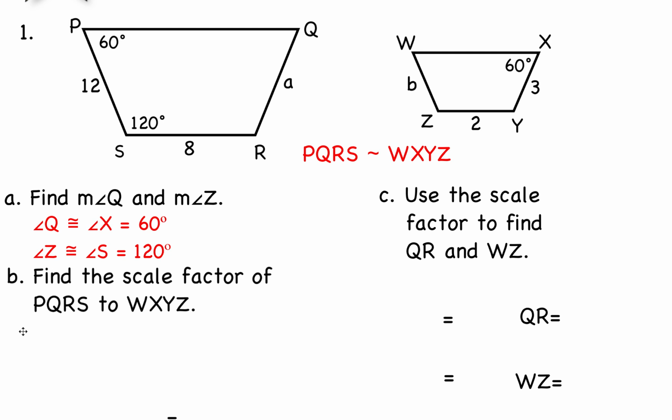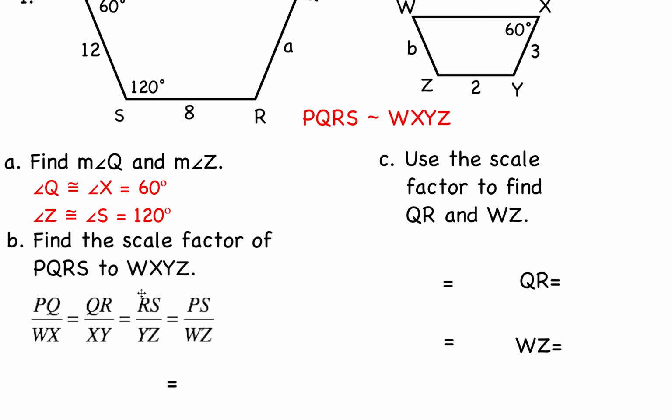Find the scale factor of PQRS, this trapezoid, to the second trapezoid. What's the scale factor? Well, to find the scale factor, we need two corresponding sides. We have this side, but we don't have this side. We have this side and we have this side. So those are the two we're going to use. We're going to use SR or RS to ZY or YZ. So we can use any corresponding pair of sides, and we have two. So we're going to say the ratio of the scale factor of PQRS is 8 to WXYZ is 2. So it's 8 to 2, which is the same as 4 to 1.